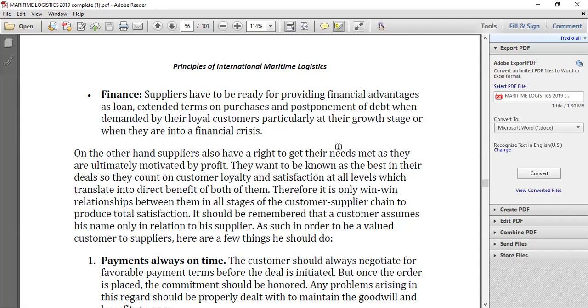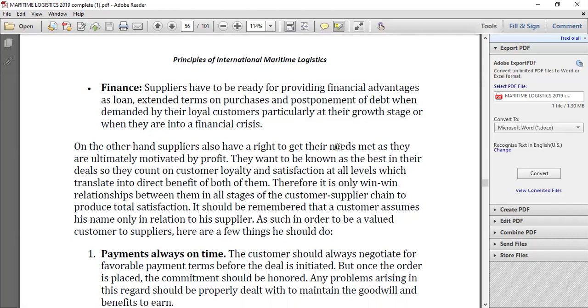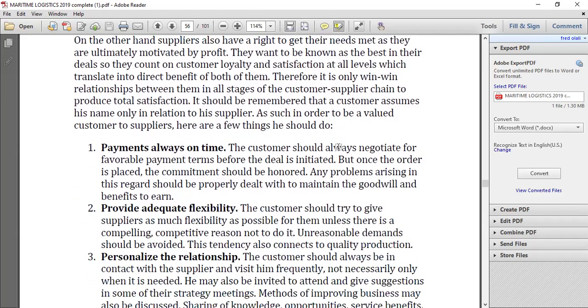So it is a win-win situation between the two in all stages of the customer-supplier chain, to produce total satisfaction. It should be remembered that a customer assumes his name only in relation to his supplier. So in order to be a valued customer to suppliers, some of the things you need to know are the things which we talked about there.